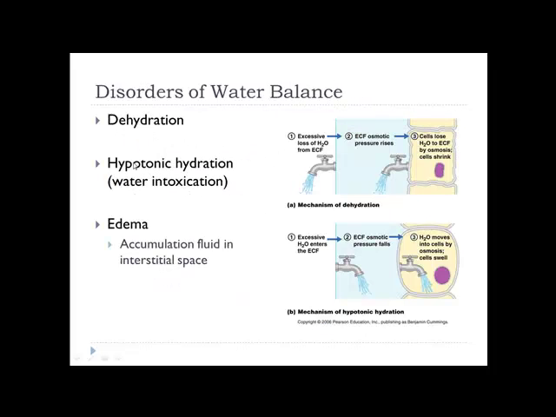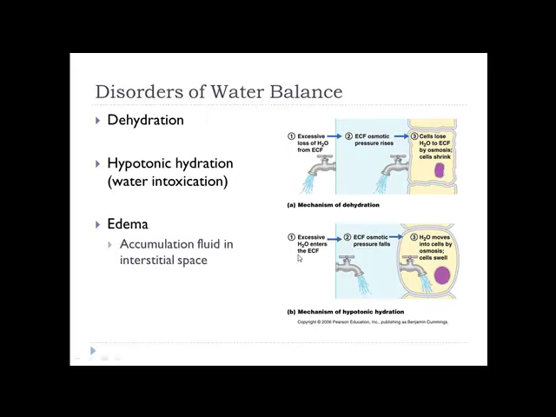Okay, so dehydration, hypotonic hydration, and edema. Here's what happens with dehydration. You're losing more water than you're taking in. So excessive loss of water from the extracellular fluid is going to cause the osmotic pressure in the extracellular fluid to rise, which means the cells will lose their fluid and they will dehydrate and they will crenulate and they can die. So if you don't have water, you can die.